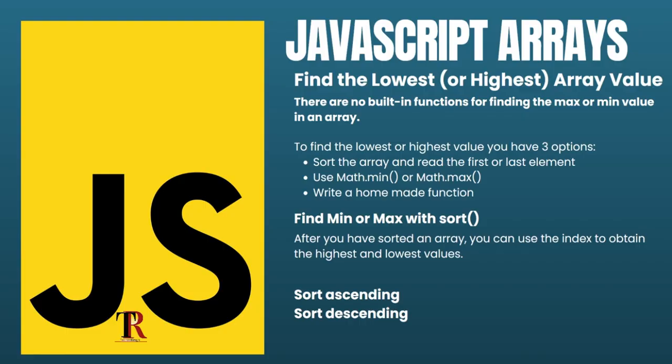So we are going to be looking at the three, and the first one we are going to be looking at is how to find the min or max with the sort method. When you sort your array and you've gotten the output, then you can use the index to obtain the highest and the lowest value. So the index is actually the position of the lowest and the highest element, as you are going to be seeing in this lesson. So let's dive in.